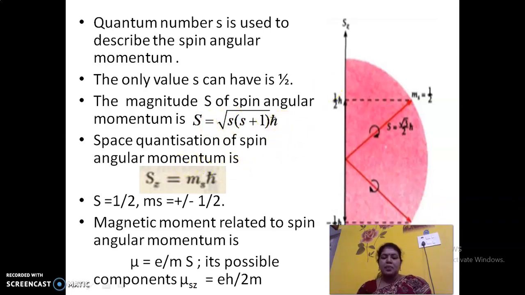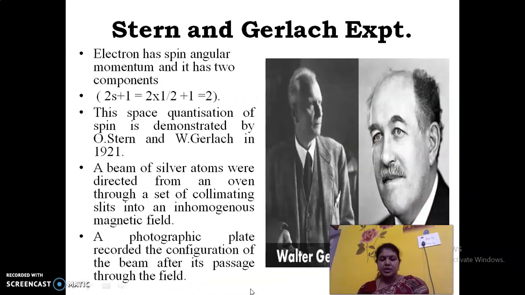And the possible orientations of spin angular momentum are given by the space quantization rule. Capital Sz is equal to ms h cross, where ms can take up plus or minus half, so two possible orientations. And the magnetic moment related to spin angular momentum is mu equal to e by m into S, and its possible orientation component is mu Sz, which is given by e h cross by 2m.